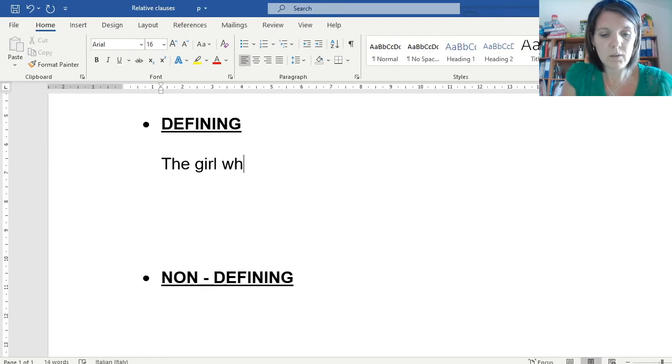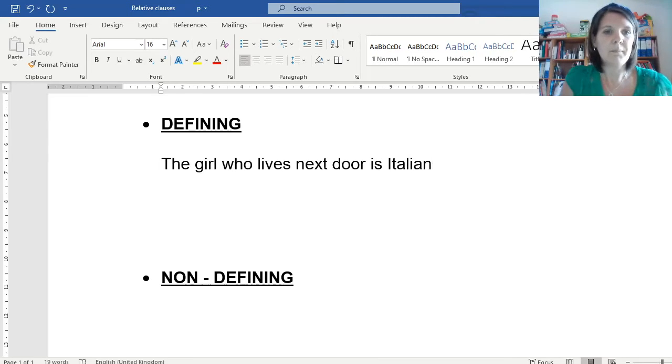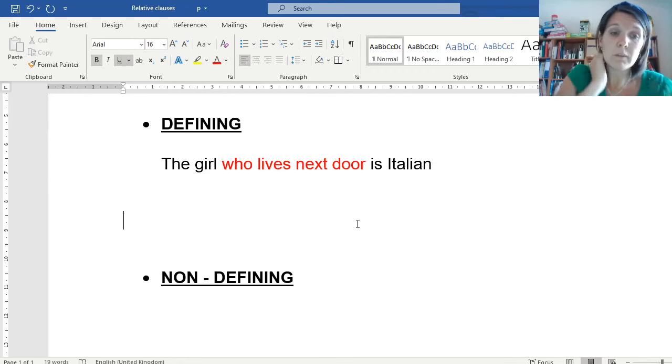Okay, let me give you this example here. The girl who lives next door is Italian. Okay, so here the part that I'm gonna put in red is our relative clause, who lives next door. If we remove this relative clause, we know that the girl is Italian, but we have no idea which girl we're speaking about. Okay, so this relative clause defines the subject, the girl.